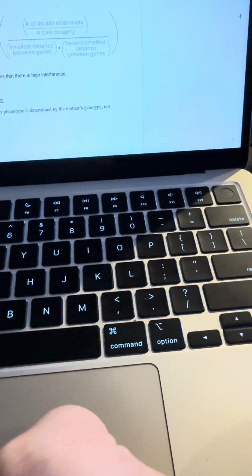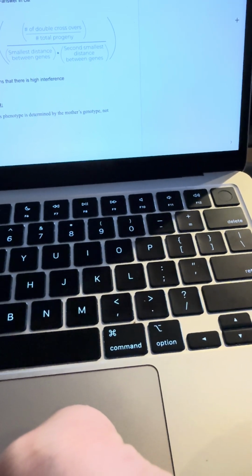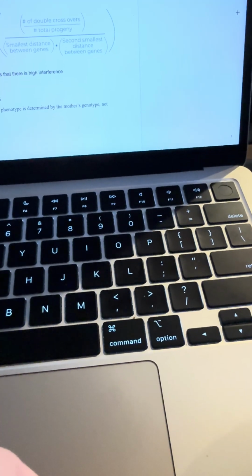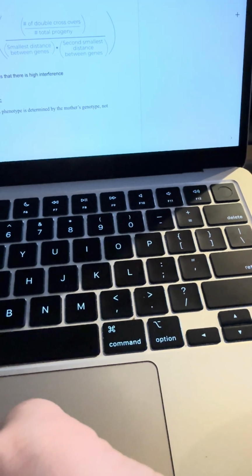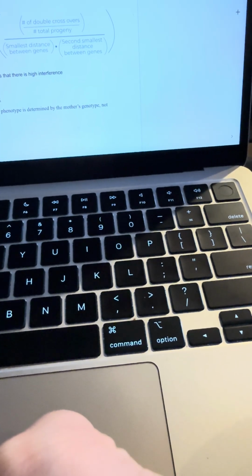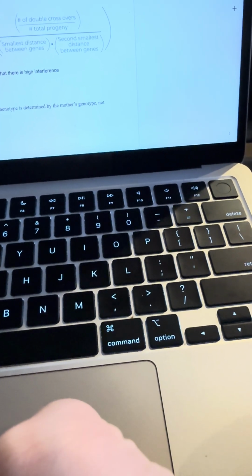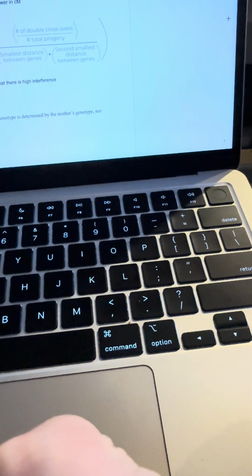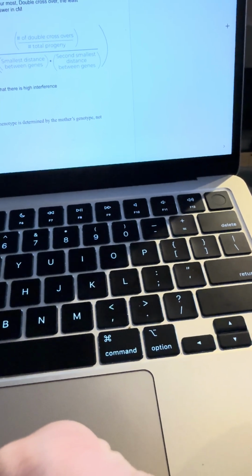Parentals are the most, single crossover next, and double crossover the least. Equation for map distance: single crossover plus double crossover, divided by the total number of offspring, equals the answer in centimorgans.